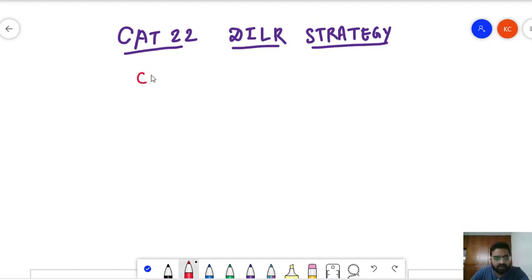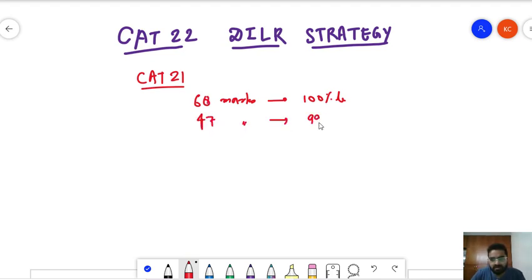First of all, I'll talk about the CAT 21 DILR score and percentile comparison. So 60 marks was 100 percentile. Then 47 marks is 99, so 60 is almost unrealistic. 20 correct out of 22 questions is something that somebody who has been practicing for 3-4 years could do. So let's not think much about it.